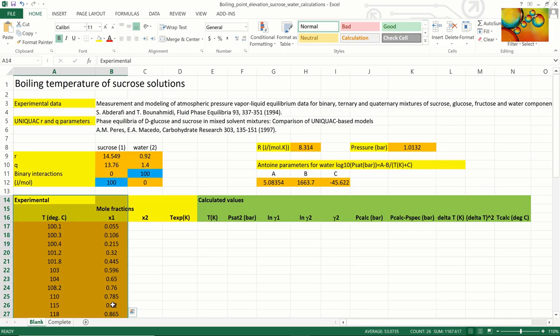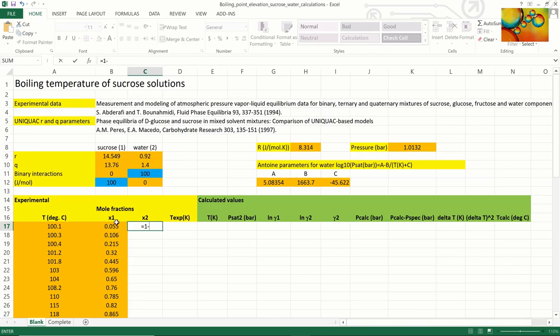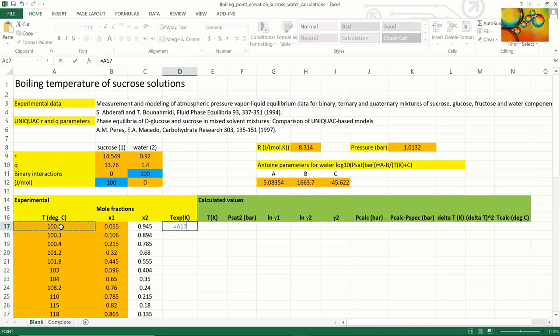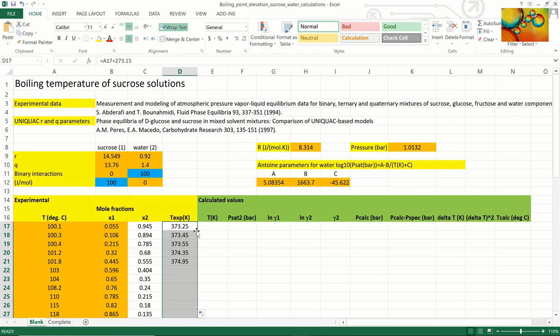Here are the experimental temperature and sucrose mole fraction data. We can calculate the water mole fraction as 1 minus the sucrose mole fraction. We do it for the first point and then for all of them. Here we'll convert the experimental temperature from degrees Celsius to Kelvin. Again for the first point and then for all of them.